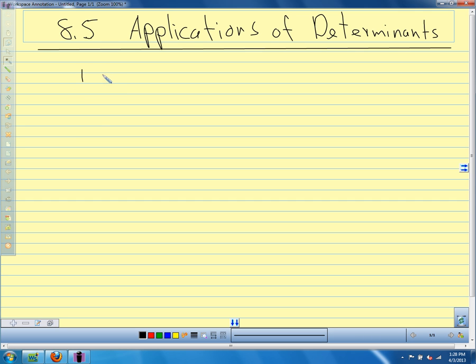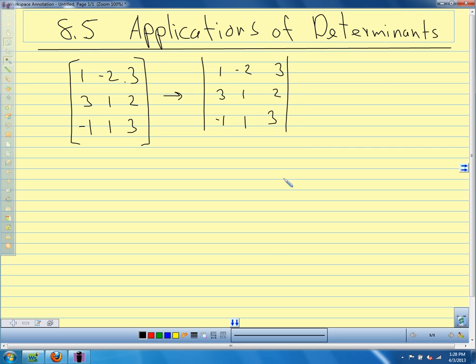So I'm just going to make up a matrix here. So here's my matrix, and I want to find the determinant of this matrix. So I'll write the determinant. You could write it either way. I didn't have to write the matrix first. So we're going to find the determinant of that.